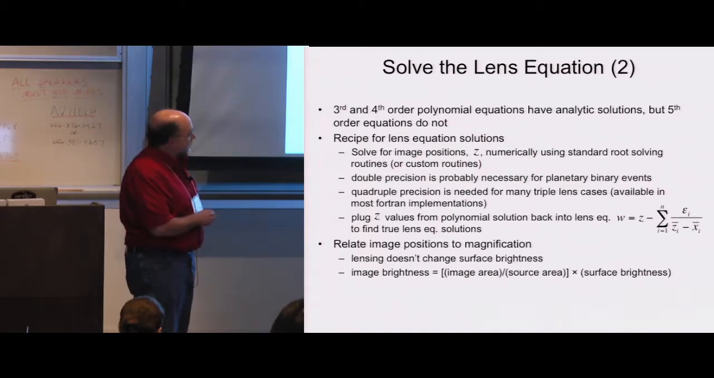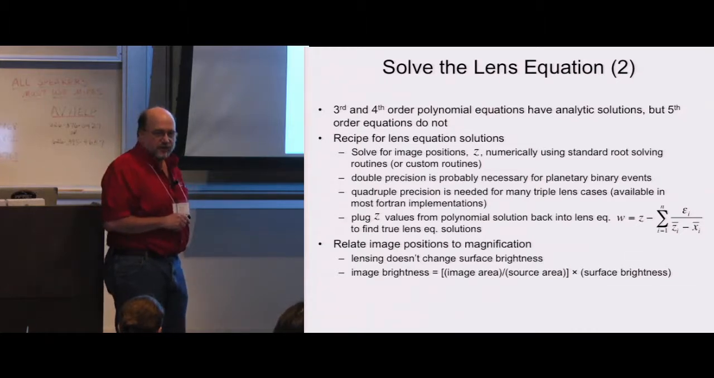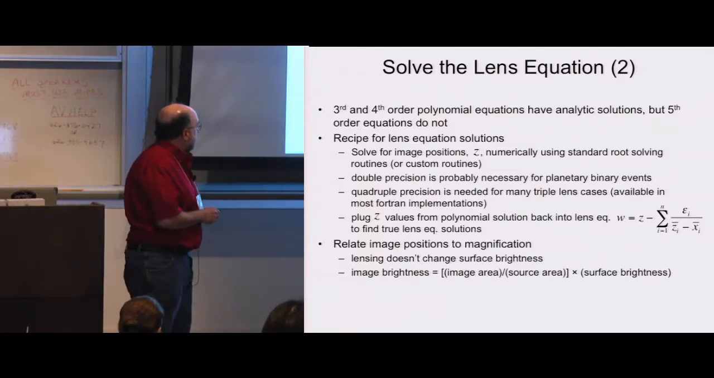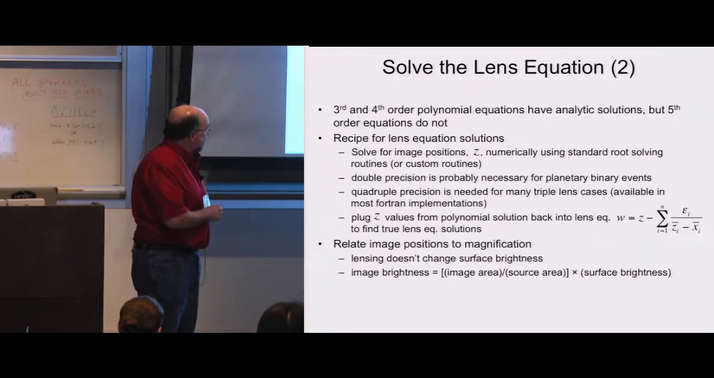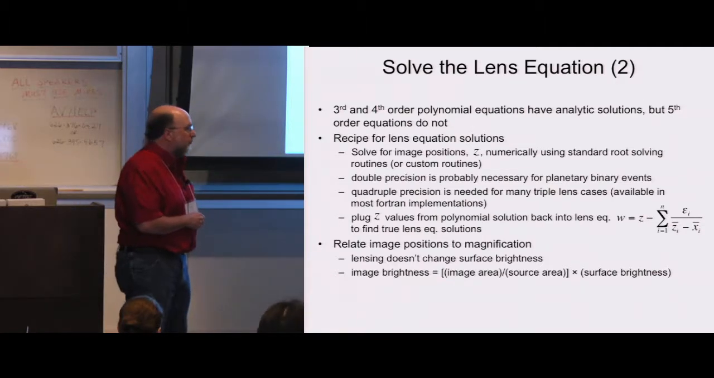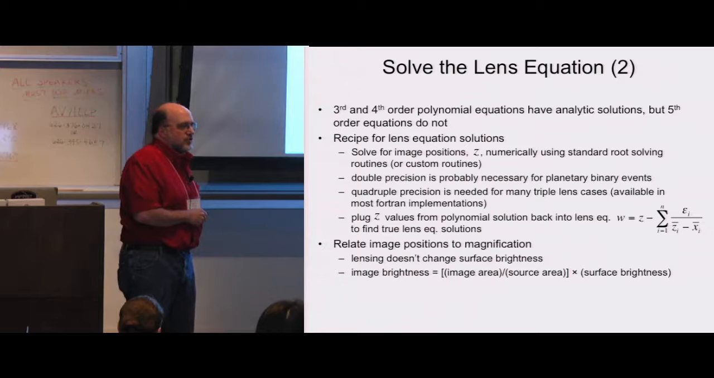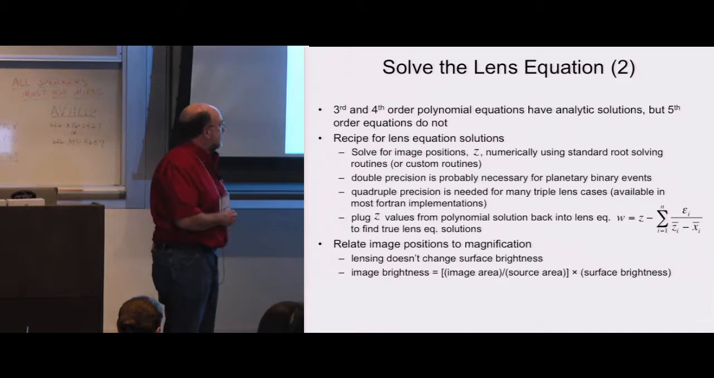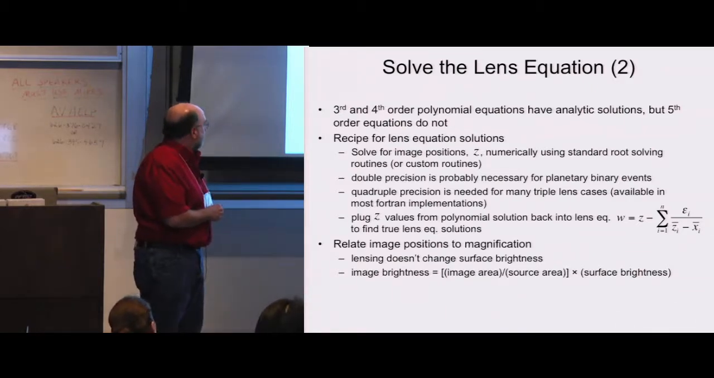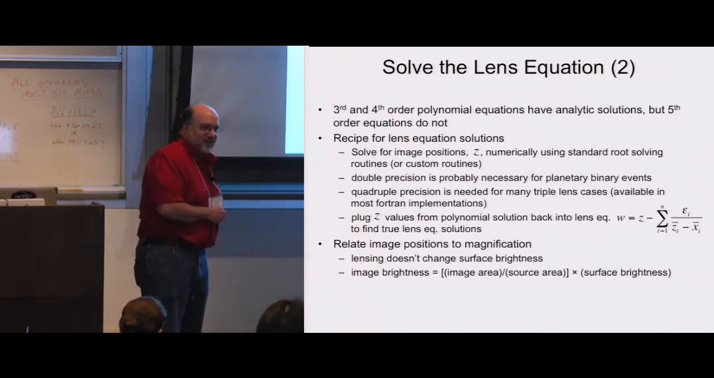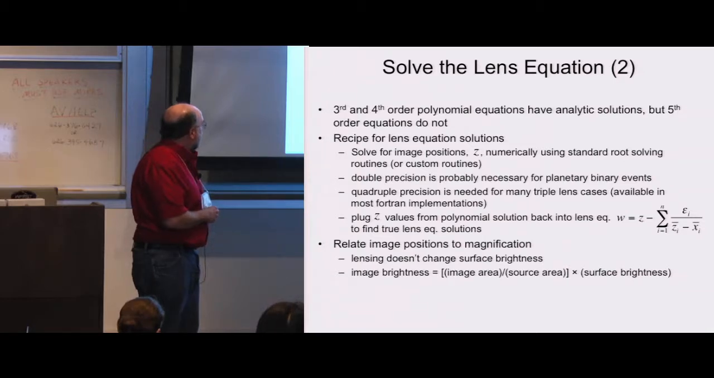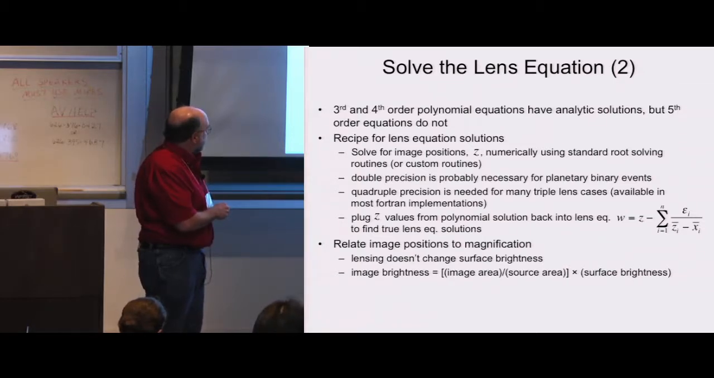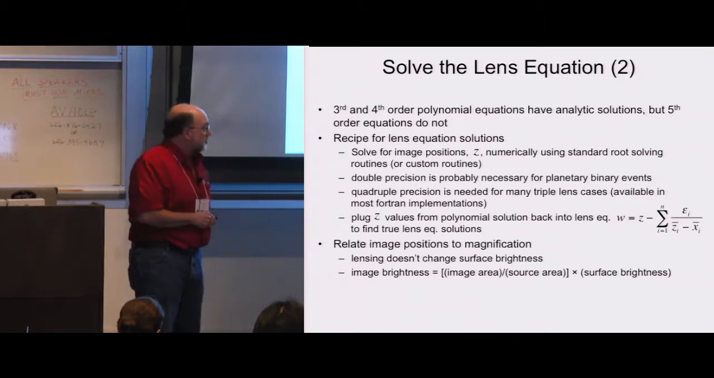In general, you want to use double precision if you're considering planetary events, because sometimes there's a lot of cancellations in these polynomials. And for triple lens cases, you sometimes need quadruple precision, which actually is the reason that it makes things easier to do in Fortran, because many more Fortran implementations have extended precision than other programming languages. So some of us old fogies have an excuse to continue using Fortran. And then once you solve for the solutions, of course, you have to plug those values back in to see if they're solutions of the original lens equation.